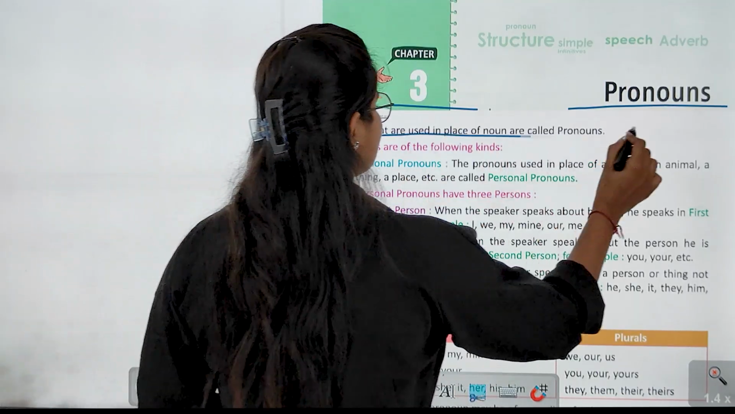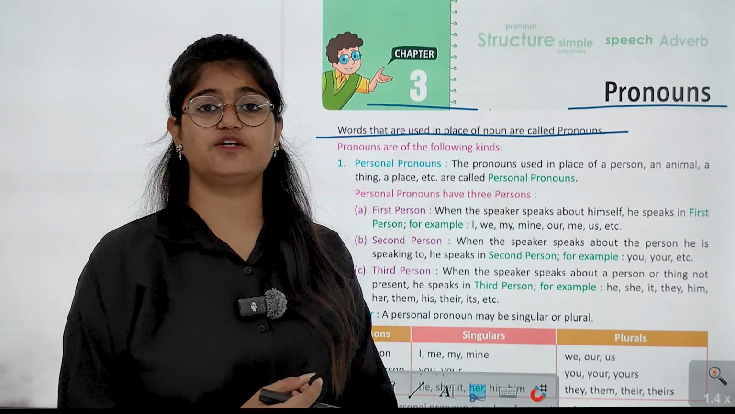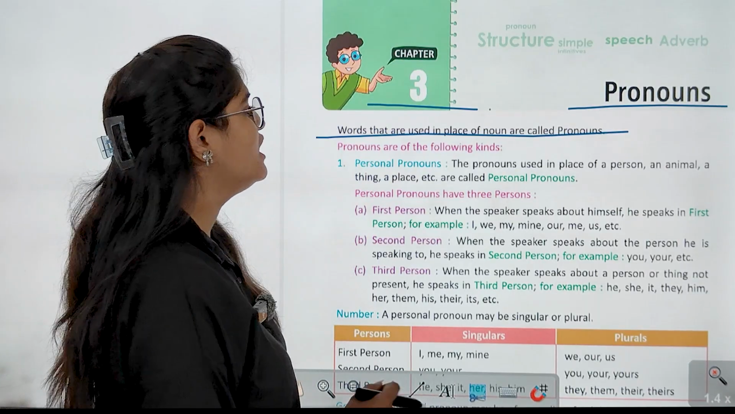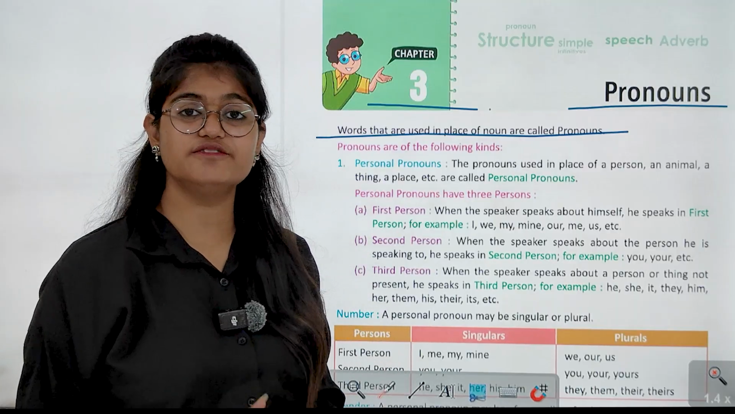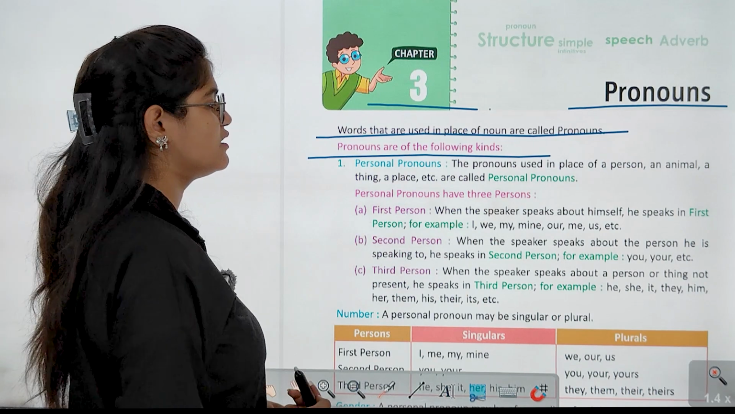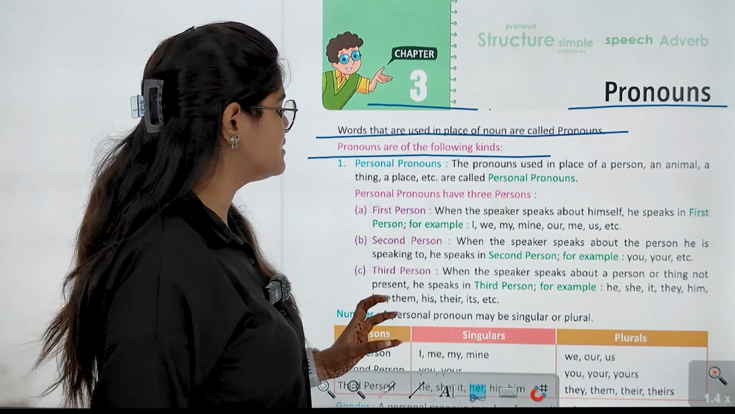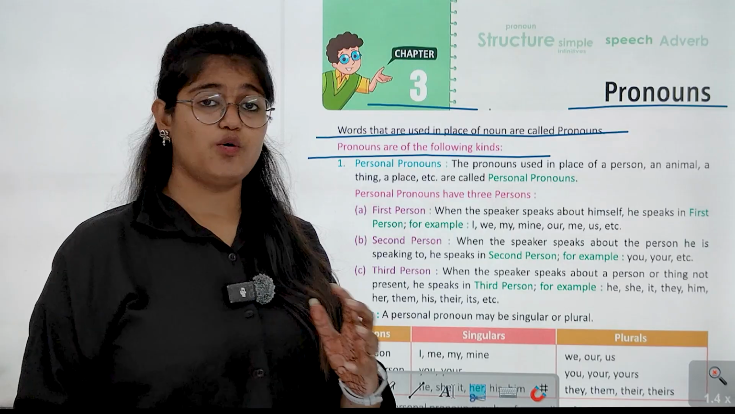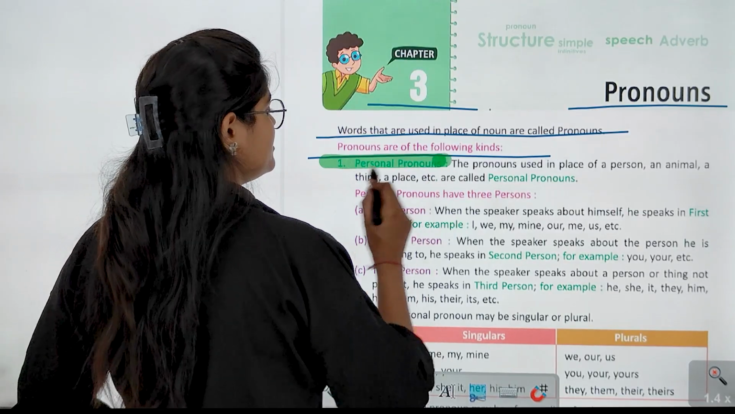Words that are used in place of a noun are called pronouns. कि वो words जो हमेशा noun की जगह पर यूज किए जाते हैं उन्हें हम pronouns कहते हैं. Pronouns are of following kinds. Pronouns जो है वो कुछ इन kinds के होते हैं. What are those kinds? So the very first kind is personal pronouns.